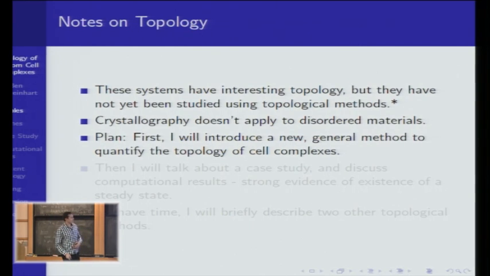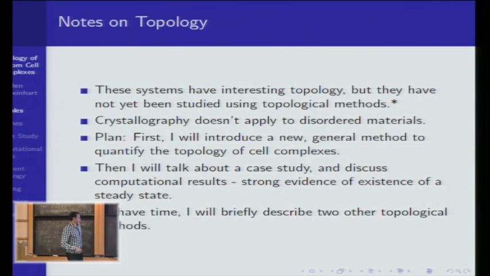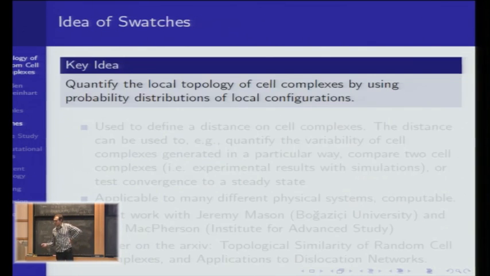So the plan of my talk is first I'm going to introduce the method of swatches, which is a general method to quantify the topology of cell complexes. I will introduce a case study and talk about some computational results. That's the embedded graph that I showed you on the first slide. And then if I have more time, I will briefly describe two other topological methods, which are persistent homology, something some of you have heard a lot about, but from a slightly different angle, and the knotting of embedded graphs.